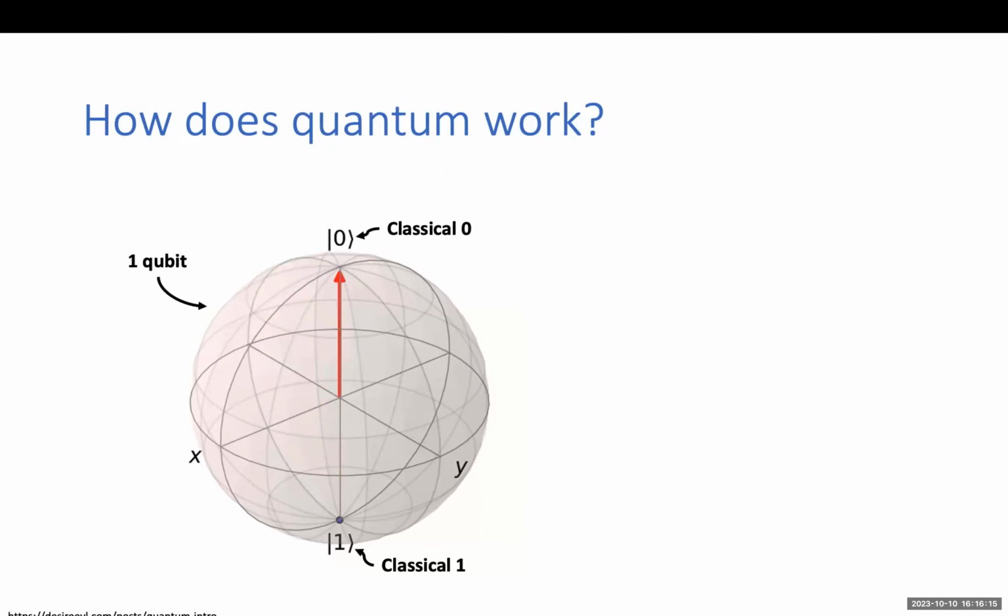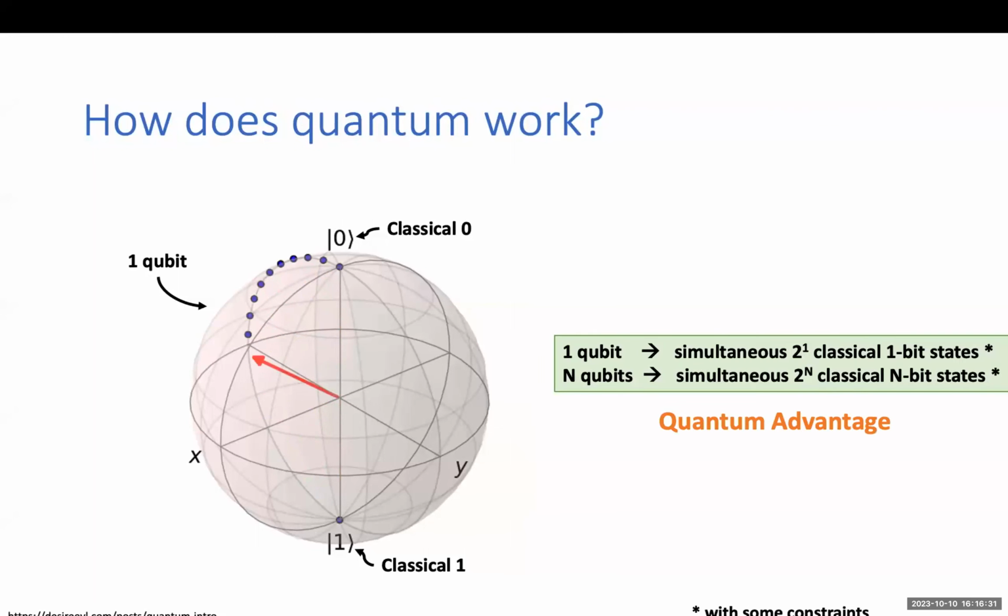time. It can essentially be anywhere on the surface of a sphere, which is known as a Bloch sphere. Depending on where this arrow is pointing on the sphere, there is a different weight to whether it is closer to the 0 state or the 1 state. But the key thing is it is in both states at the same time. From a computational perspective, what this means is that a single qubit can simultaneously compute over 2 classical 1-bit states, which are the top and bottom over here.